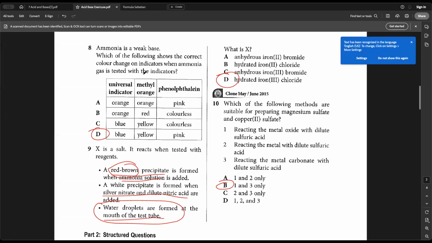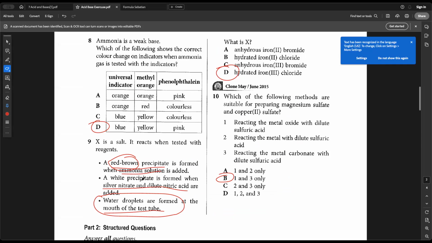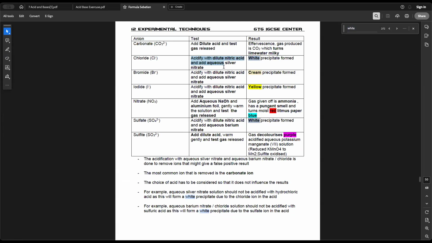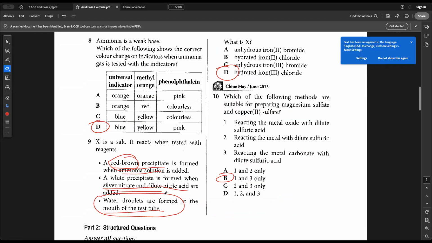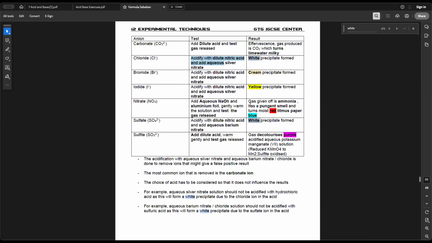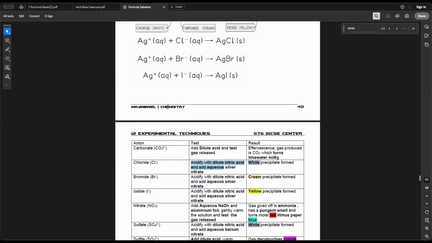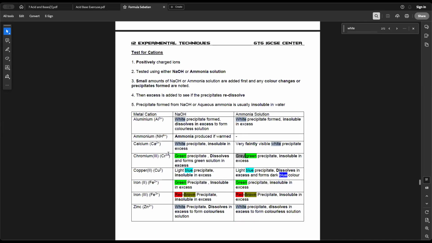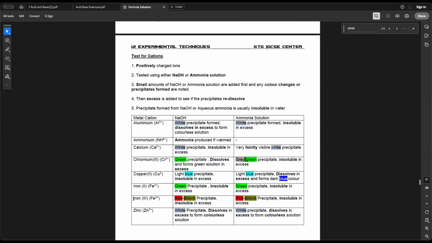Everyone shut up, first way, I reckon. A white precipitate is formed when silver nitrate is added, and this is definitely this one. So I know that it's going to be chlorine. Okay, guys, wait. Chlorine, then a red-brown precipitate formed when ammonia is added.